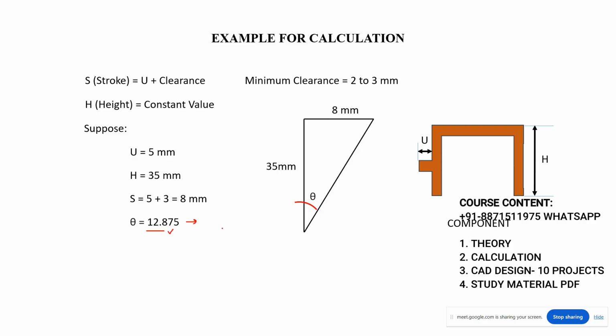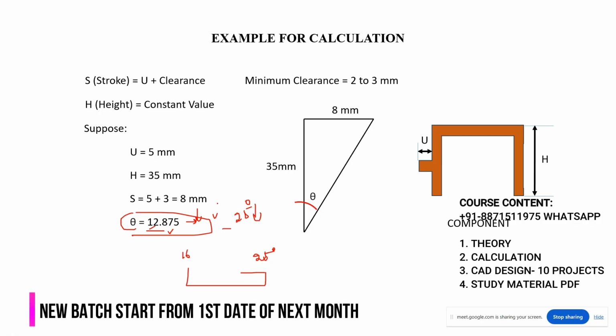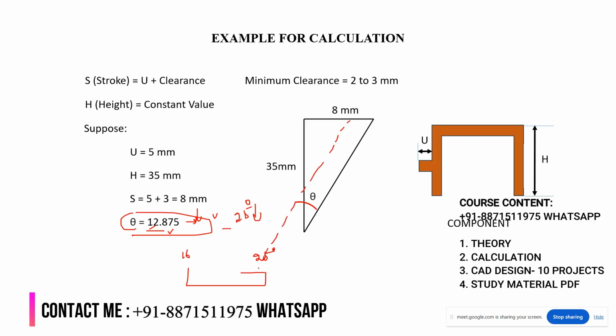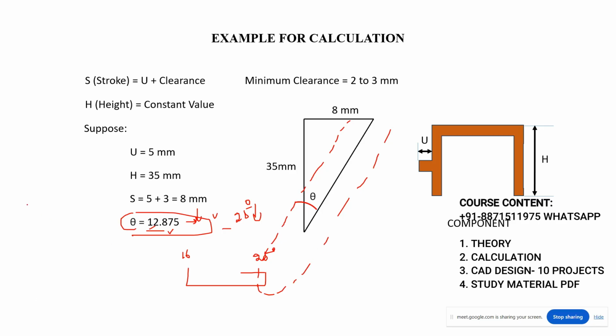So how much angle should you take? It is nothing but the verification. If your angle is equal or less than 25 degree, you can take the range between 16 to 25 degree. Is it clear? But if you calculate the angle more than 25 degree, and there is no possibility for increasing the length of the angular pin, then we have to use a hydraulic cylinder or a pneumatic cylinder, right?